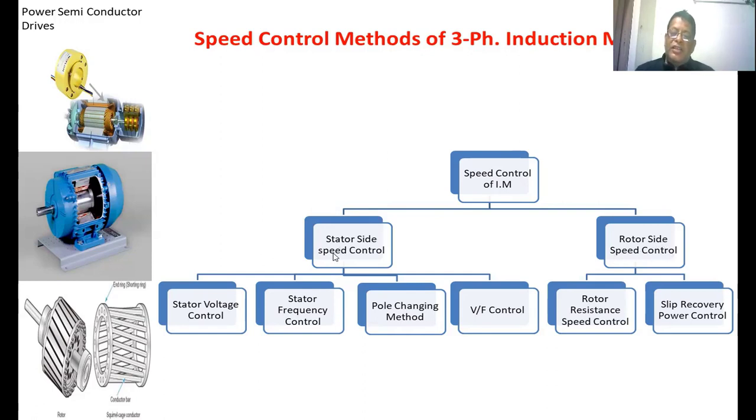When you come to the stator side speed control, there are stator voltage control, stator frequency control, pole changing method, and V by F control. When you come to the rotor side speed control methods, there are rotor resistor speed control method and slip recovery power control method. All six methods we can apply for the slip ring induction motor. But for the squirrel cage induction motor, we can apply only four methods because we don't have any control on the rotor side of a squirrel cage induction motor. So now we are going to see each method one by one.